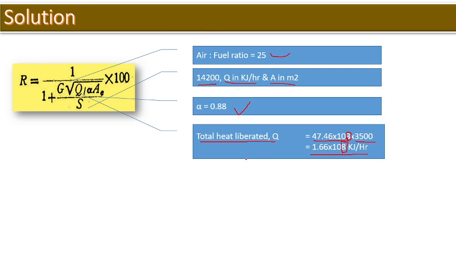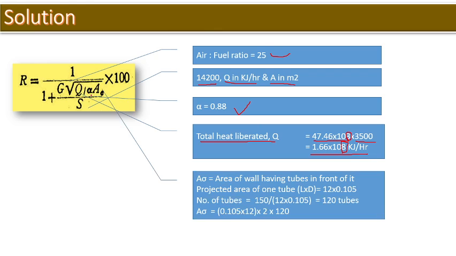So obviously our target is to find out how much of this heat will be absorbed. Not 100% of the heat is absorbed, only a portion of that heat will be absorbed, and that can be calculated by this equation. So now Q is calculated here. What is remaining here? Alpha is given here, only the area alpha A_cp. So that is the area of the wall having tubes in front of it. Let us see how to calculate it.